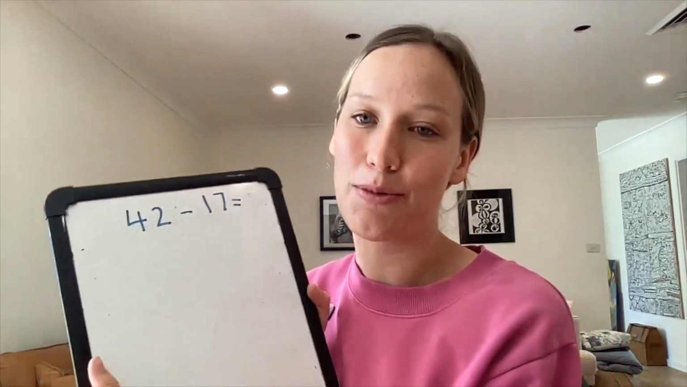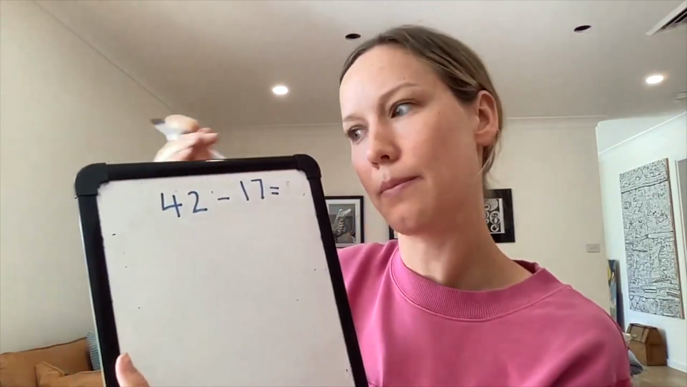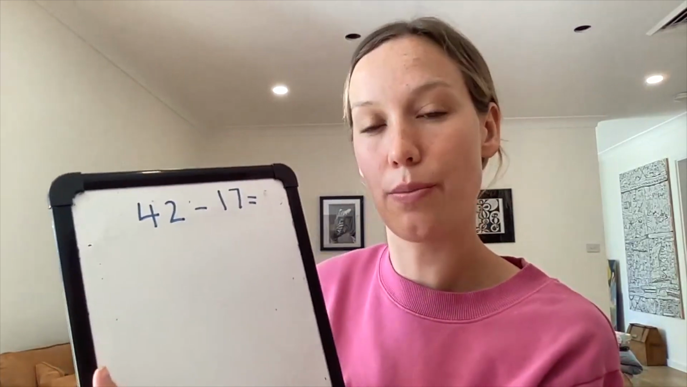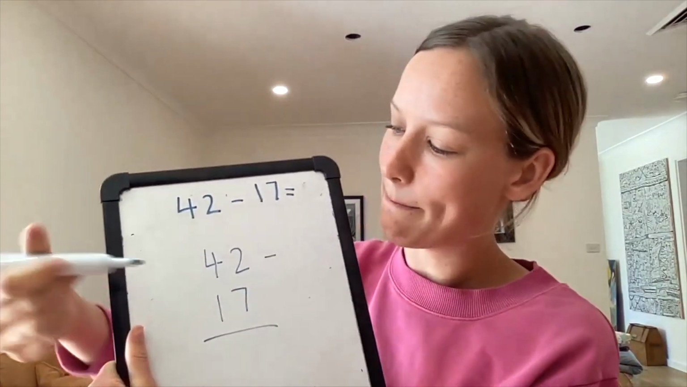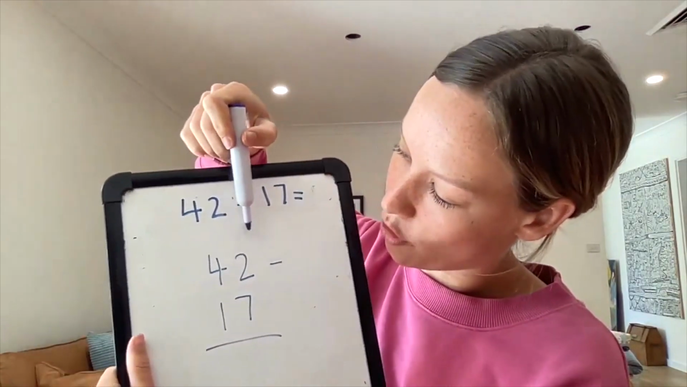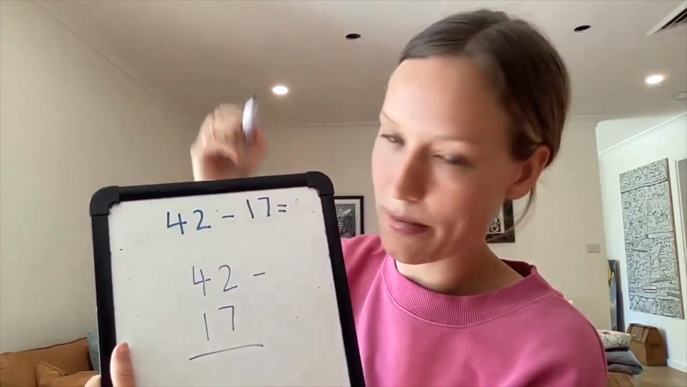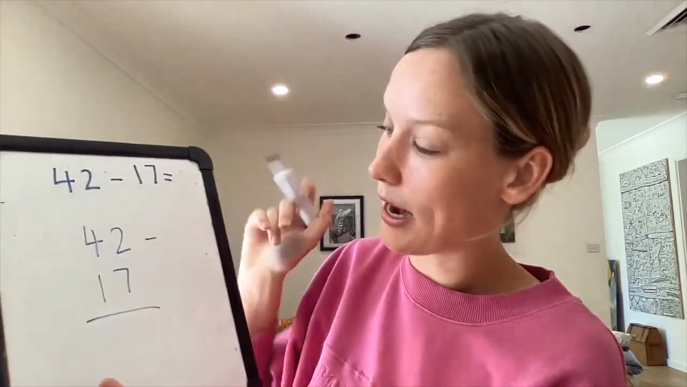The next strategy I'm going to use is the algorithm with borrowing. So I'm going to put my numbers on top of each other, making sure that the place value columns line up. Remember, the bigger number must go on the top and the smaller number underneath. You can see I've got my ones column with the 2 and the 7 and my tens column with the 4 and the 1. So now it's time to subtract.